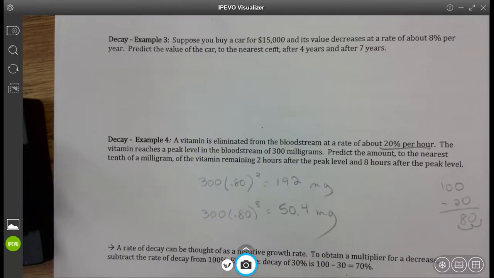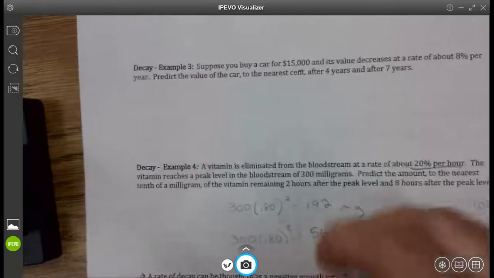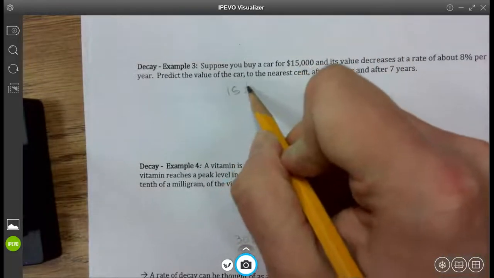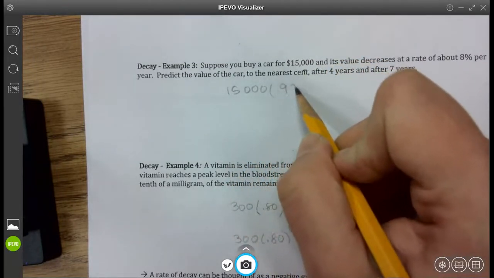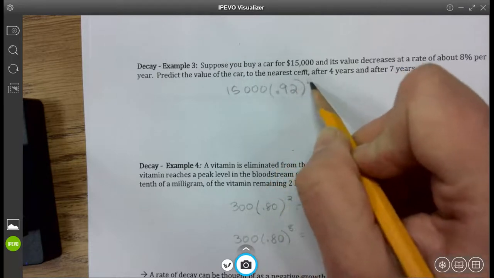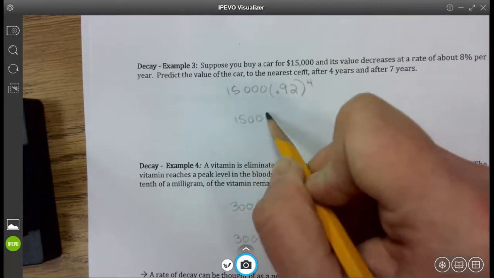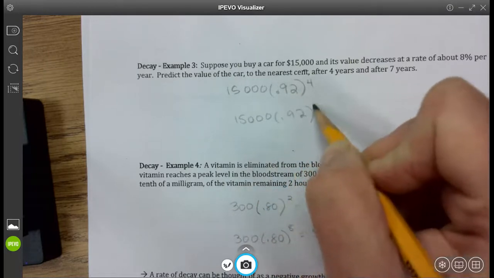It decreases at a rate of 8% per year for that make and model. Each one is different. Some decrease about 19% their first year and then slowly, like 8%, the other years. It just depends on the car, the make and model. This is predict the value of the car to the nearest tenth of a cent, 4 years and 7 years. So $15,000 was the car. It's decreasing 8%, so that leaves you with 92%. And you want to know how much that $15,000 car is worth after 4 years and after 7 years.